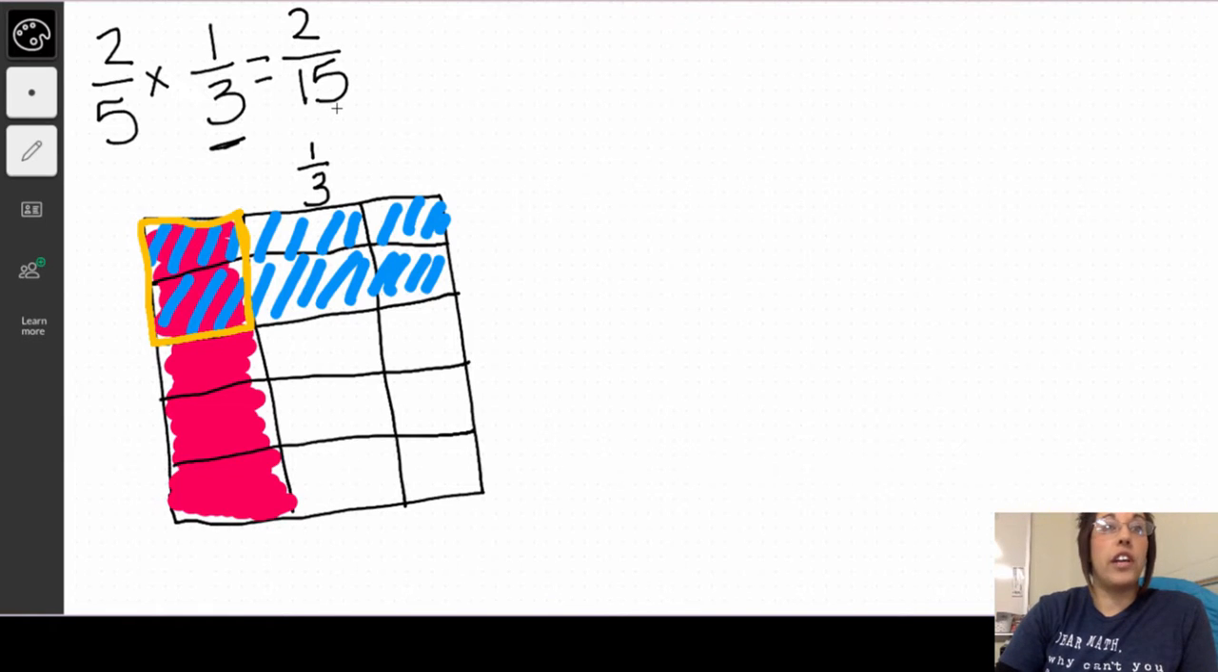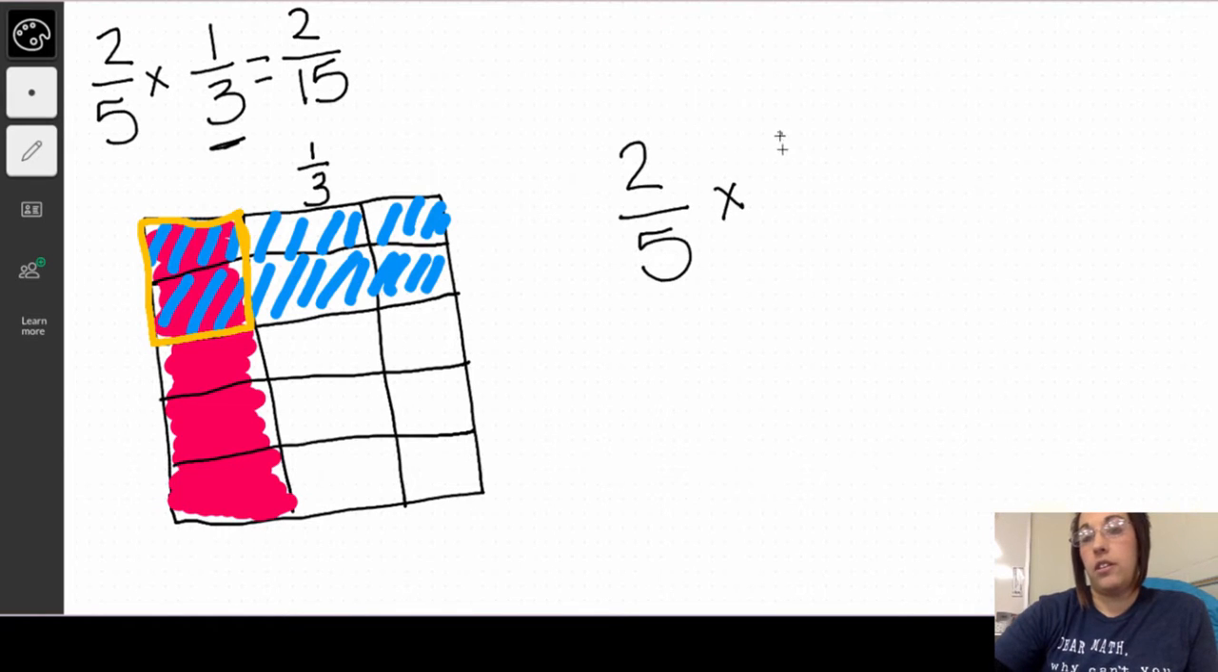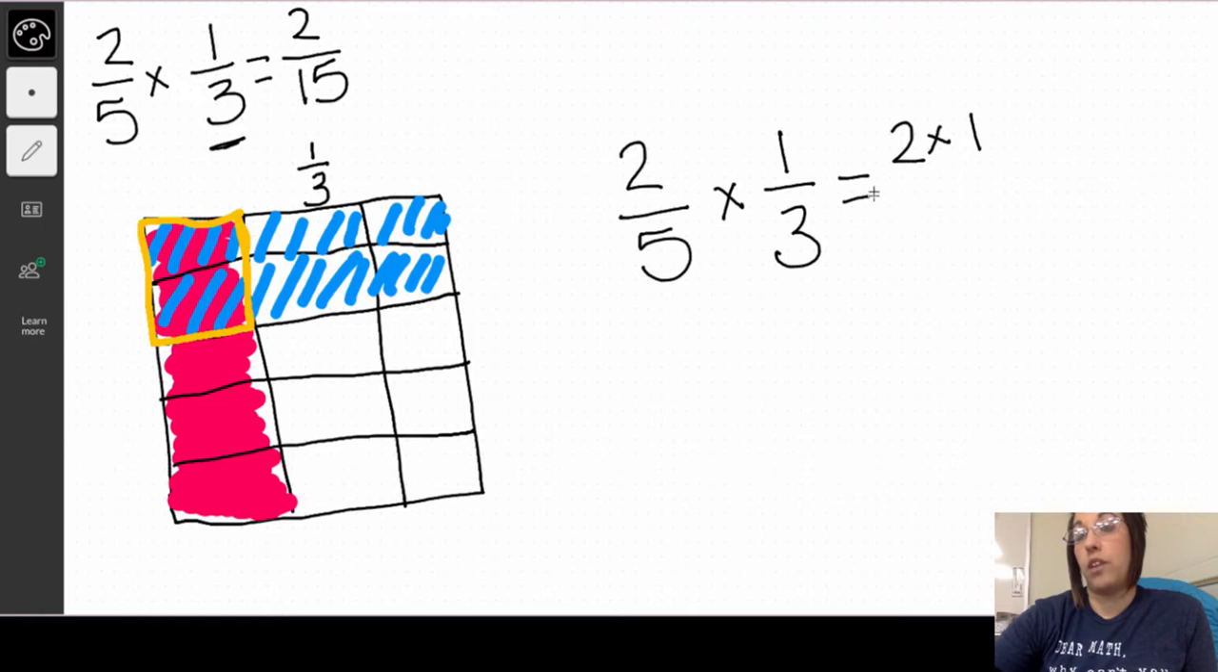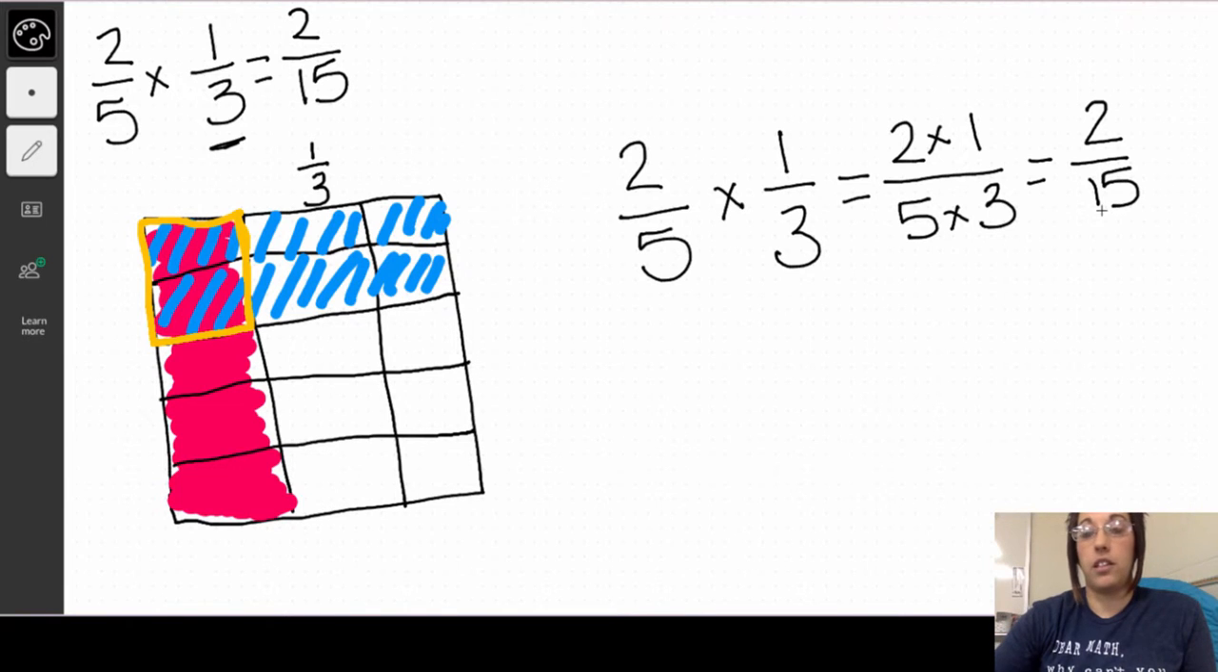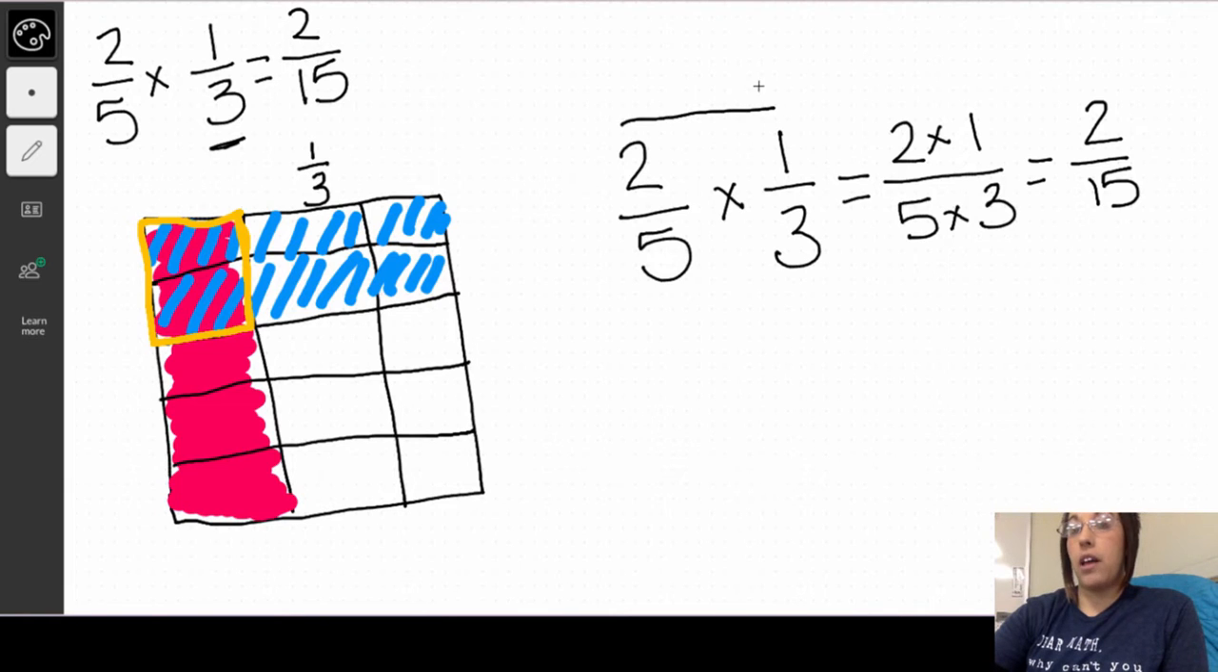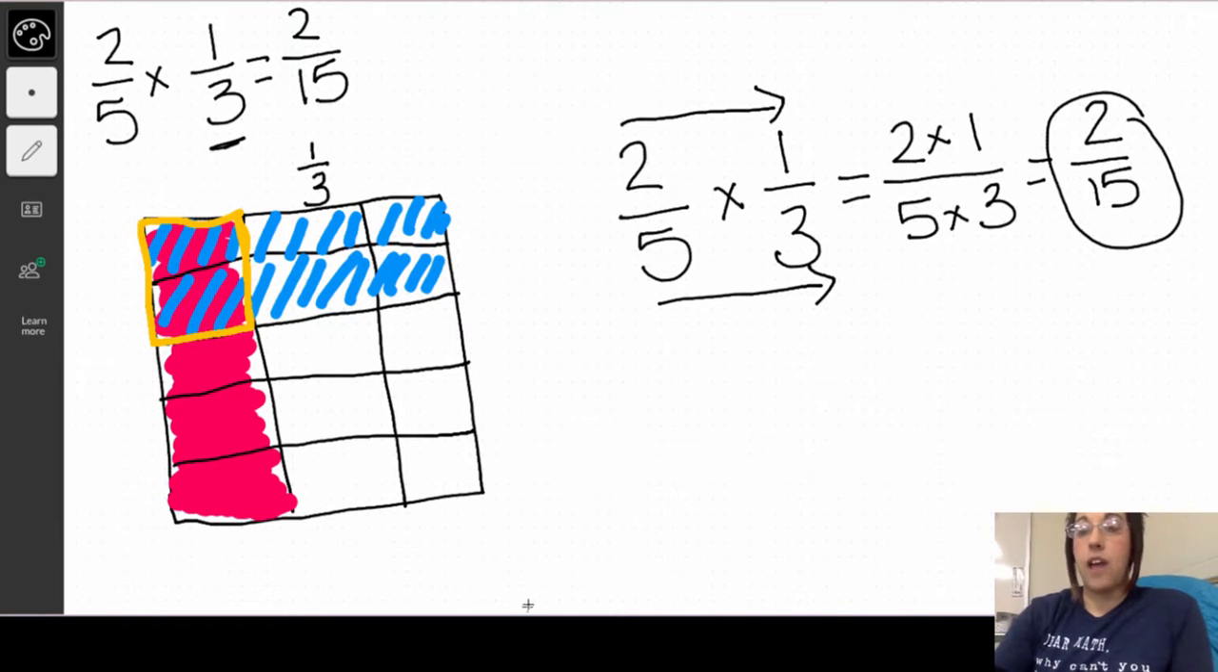Now I'm hoping that you're starting to see a pattern in the math. When we write this out, 2/5 times 1/3, you're starting to see 2 times 1 and 5 times 3 is where we got our answer, 2/15. This is our standard algorithm for multiplication of fractions. Really, you just multiply straight across, and that gets you to your answer. And then, of course, you ask yourself the question, can I simplify?